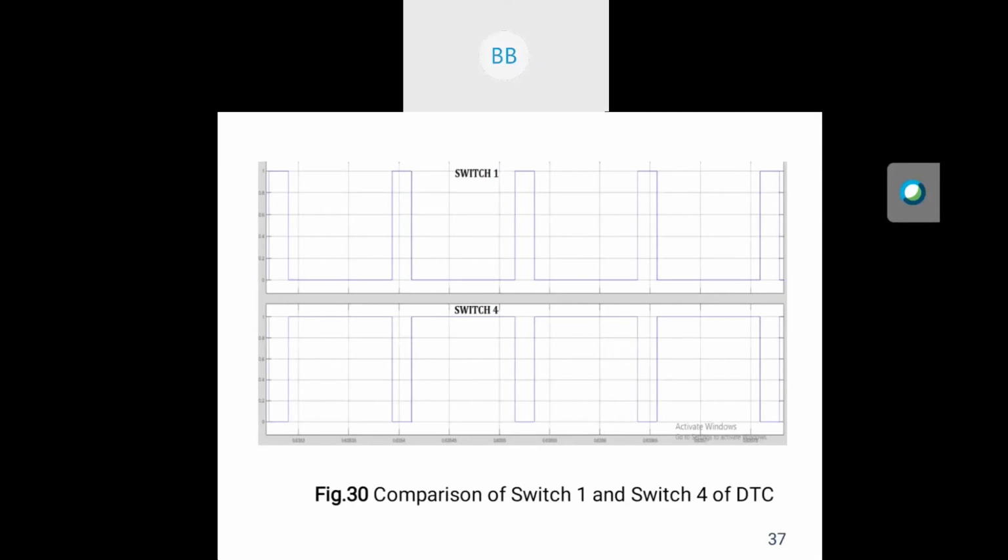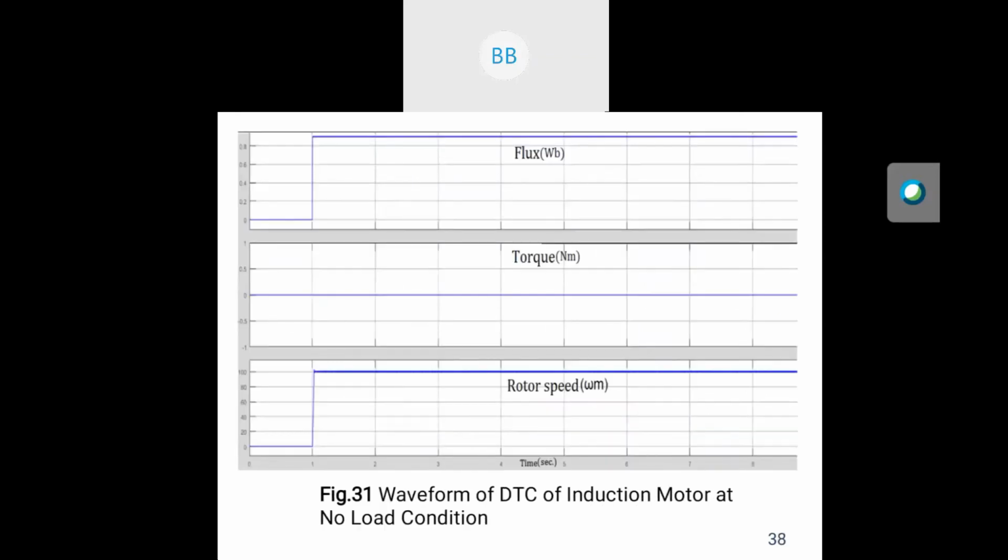So this is the comparison of switch 1 and switch 4 of the DTC. When switch 1 turns on, then switch 4 turns off, because we know that in a voltage source inverter, in one leg, one switch is turned on and one switch is turned off. So this is the comparison of switch 1 and switch 4. After that, the next legs will be explained by Elias.